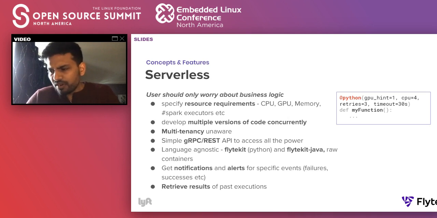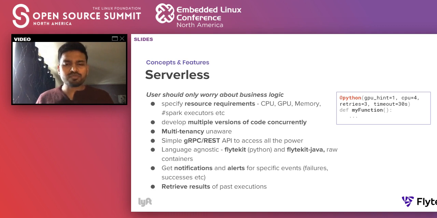When we decided to build all of this, we wanted our users to not think about machines, and we wanted to have a centralized system where we will be able to amortize the cost of running lots of large data-intensive applications. And so we decided to make it serverless for the users. My team manages the services and the machines for all of the users. They just request CPUs, GPUs, memory, number of Spark executors, and dynamically all of this is created and given back. This entire system is available behind a gRPC REST interface. And because of this construction, it is completely language agnostic. And this is proven by two Flyte Kit variants that we have, Flyte Kit Python and Flyte Kit Java, or you can just use raw containers from the internet.